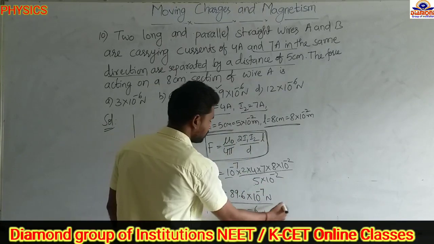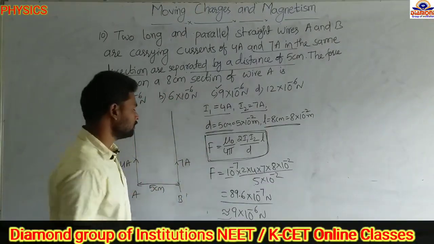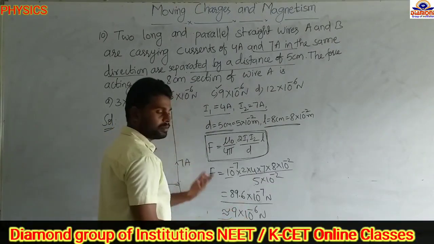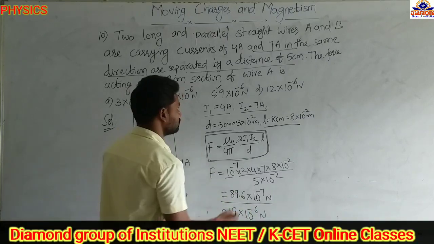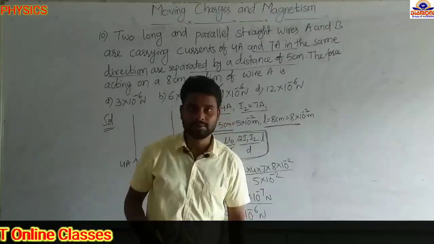Simplifying, we get 89.6 into 10 power minus 7 newtons. Here the options are round figures, so take the nearest value, 90 into 10 power minus 7, which is 9 into 10 power minus 6 newtons. Answer C is the right answer. Like this you have to solve the problems. Thank you.